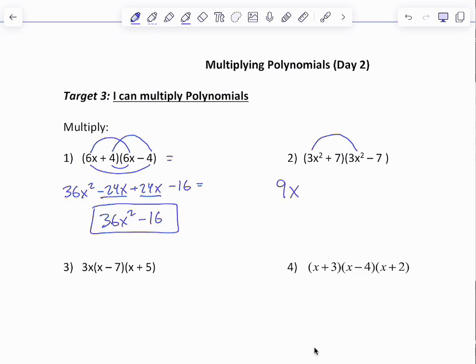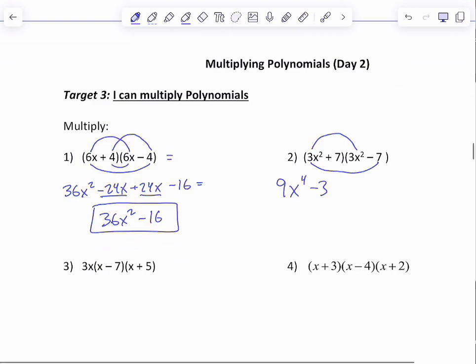And then sometimes when I write this 4 here, people don't know if I added or multiplied because 2 times 2 and 2 plus 2 is both 4. But there's 2 x's and 2 x's. That's a total of 4. So I'm actually adding those exponents to get that 4. Okay, then the outsides, the 3 times 7 is 21. The insides, 3 times 7 is 21.